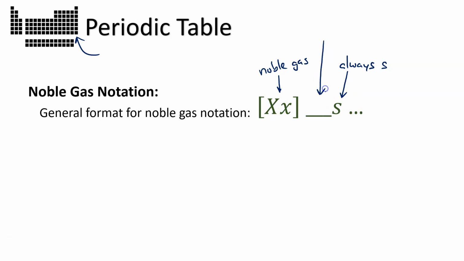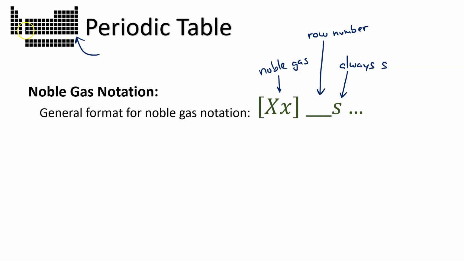Your job is to really know which s. Is it a 2s, 3s, 4s, 5s, 6s, 7s, maybe even 8s? And the way you can tell which s orbital you're starting with after the noble gas is to use the row number of the element you're trying to write the configuration for.